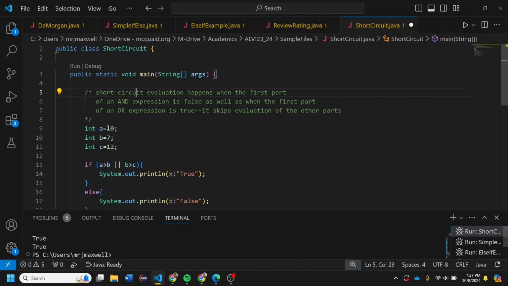So here's an example. A is greater than B. And this is the OR symbol. So why bother looking at the second half? Because one part of it is true.